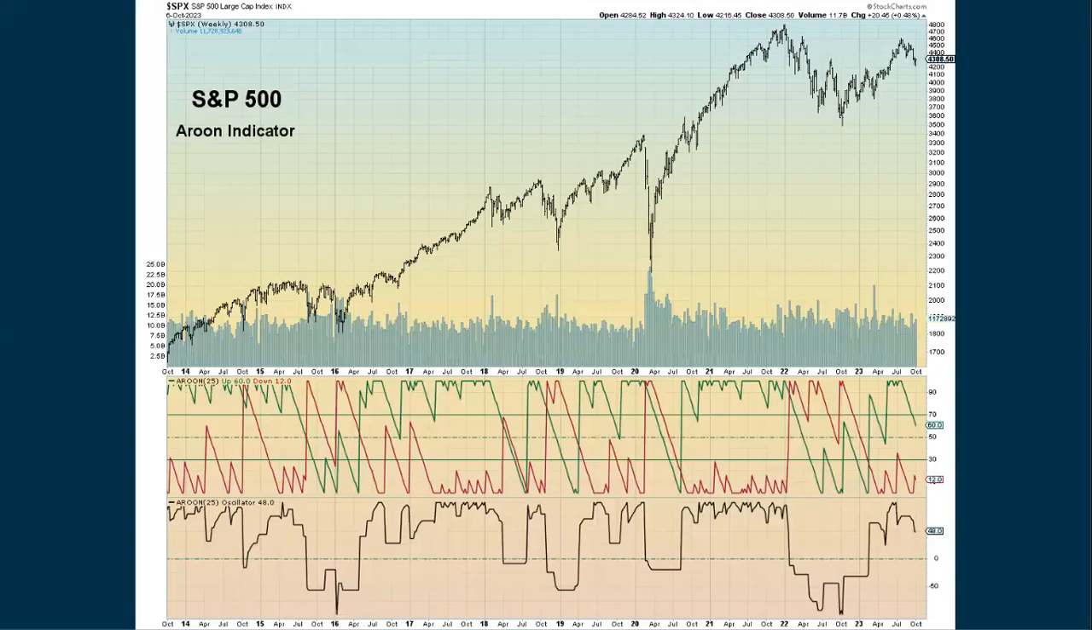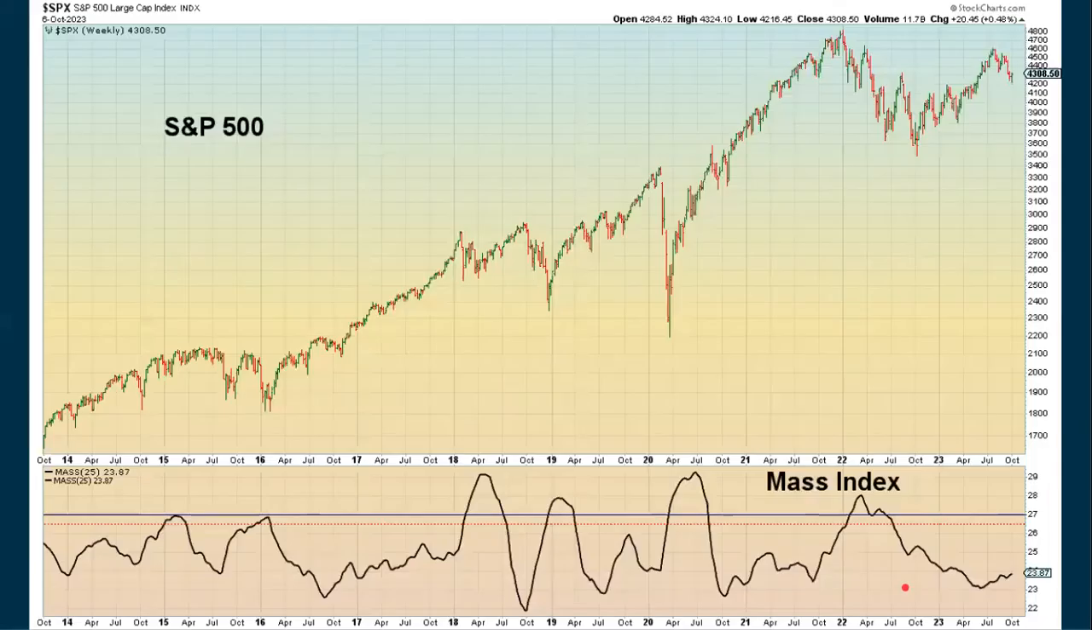We keep an eye on the Aroon indicator. The green tries to measure the buyers, and they're decreasing. The red measures the sellers, and they're actually increasing. And then the difference between the two is the oscillator on the bottom. When we're above zero, we're positive, but we are declining. We're negative on the daily charts.